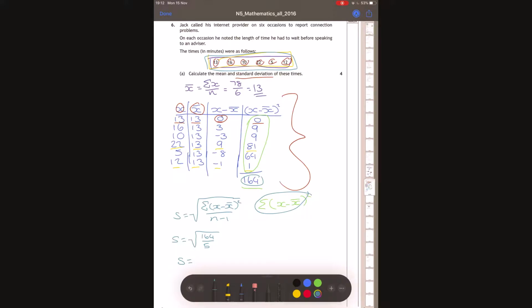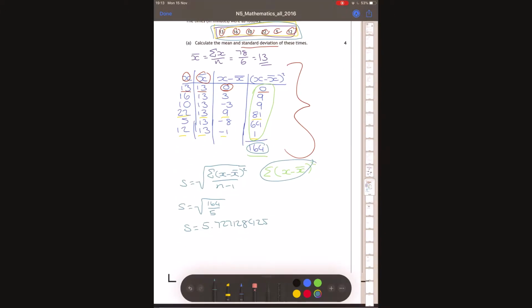So typing that into my calculator, I get 5.727128425. And then we're going to round that to probably one decimal place, because that seems the most reasonable, which would be 5.7 minutes. Because the units that we're using are minutes, because these are times.